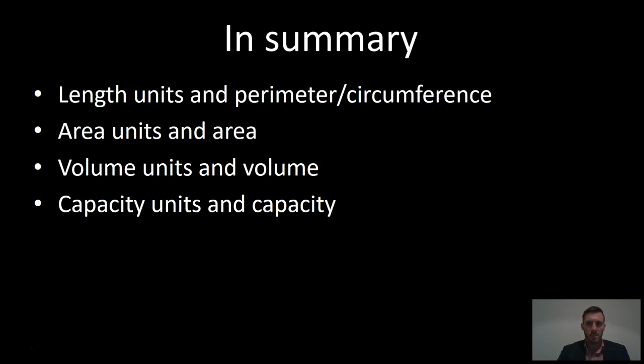And this concludes the series on measurement. During this unit, we have covered in detail length units and perimeter or circumference, area units and area, volume units and volume, capacity units and capacity. I should point out that whilst Pythagoras' theorem is not explicitly part of the series, questions that require the use of Pythagoras are often woven into exercises to do with measurement. So it may be a good idea to look at the videos on Pythagoras as well when you're looking at these.